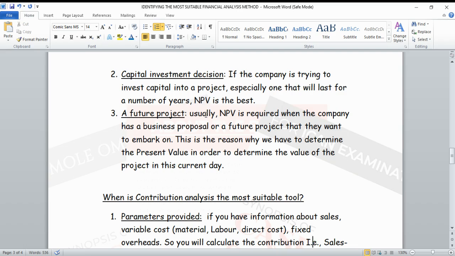You understand? And that's why we're determining the present value. I explained this in the net present value class. Watch that, please, if you haven't. So when you have a future project, a project that will be done in the future, you definitely know this is net present value. So those are the indications of net present value.